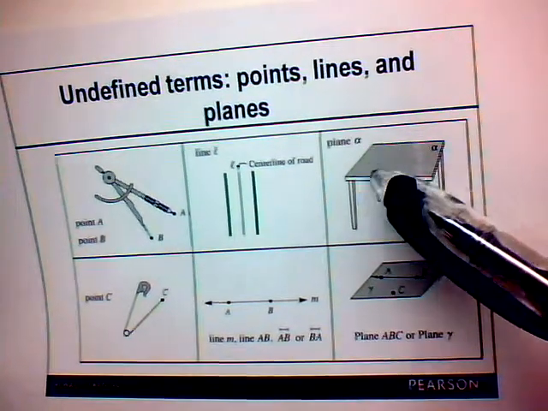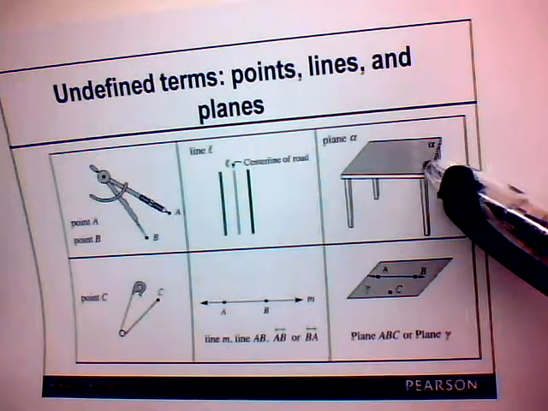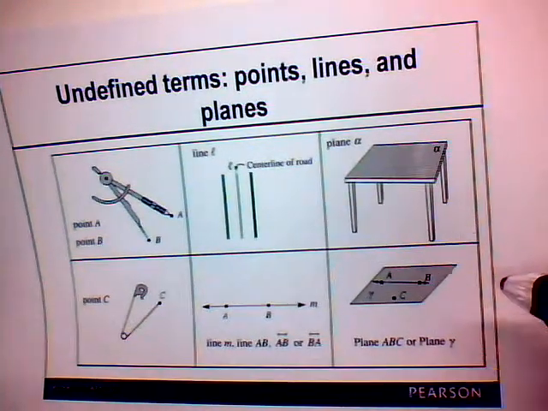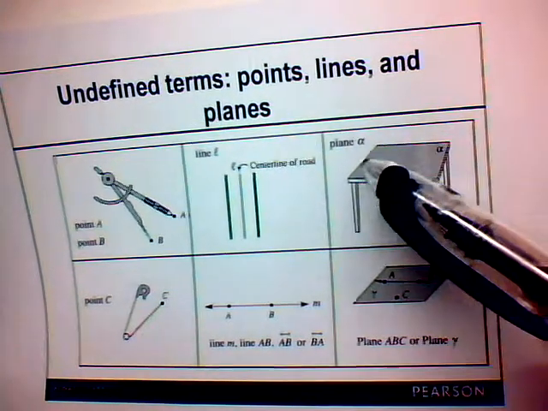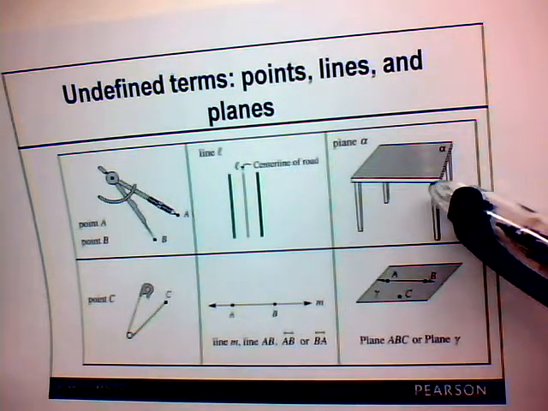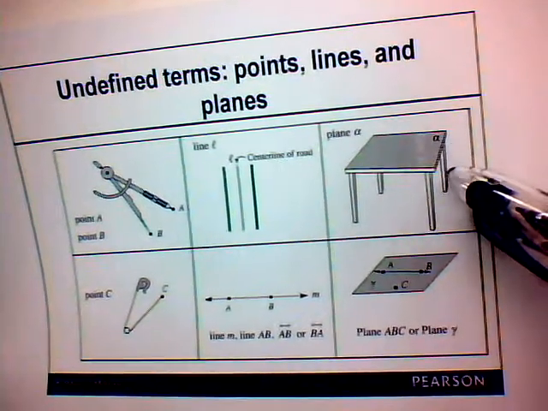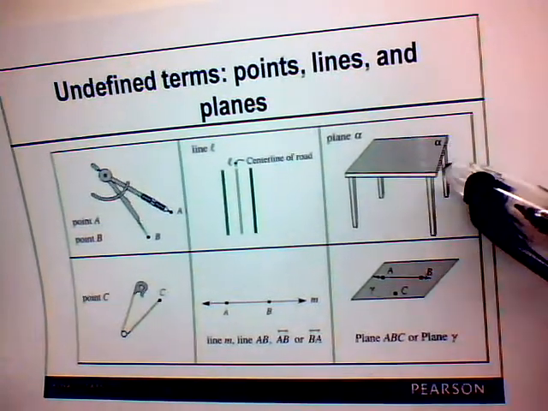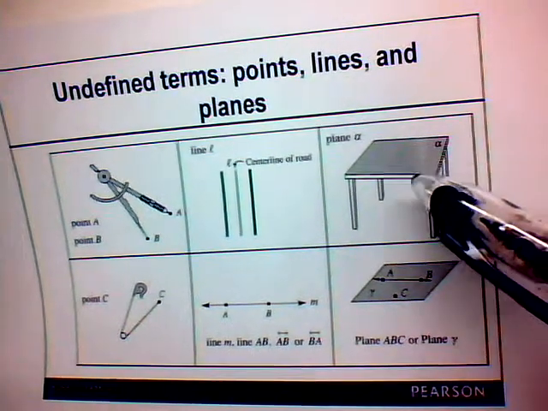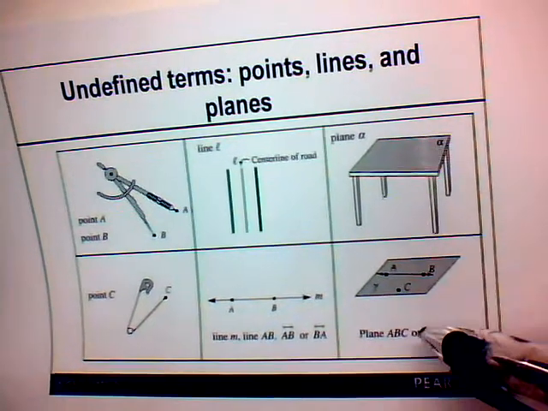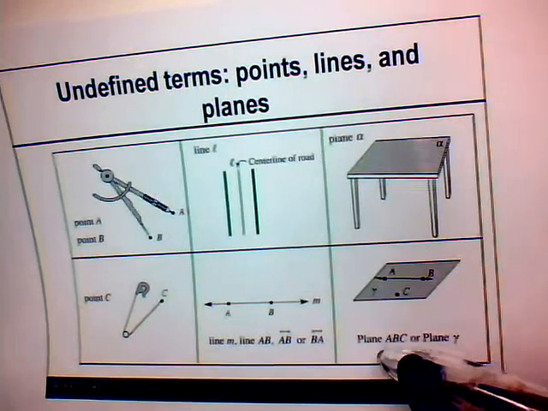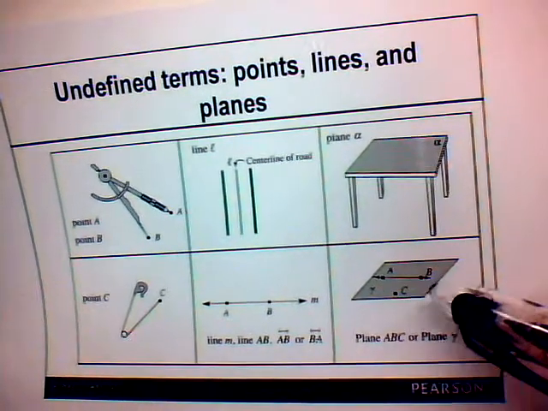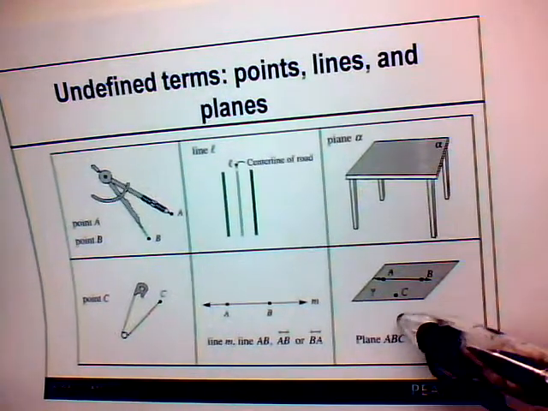Now, a plane is a flat surface. It extends indefinitely without end. So like this table top can be an illustration of a plane, and is usually labeled with a Greek letter. In this case, Greek letter alpha will represent plane alpha. Another example will be plane gamma. Or we can label a plane with 3 points, A, B, and C.